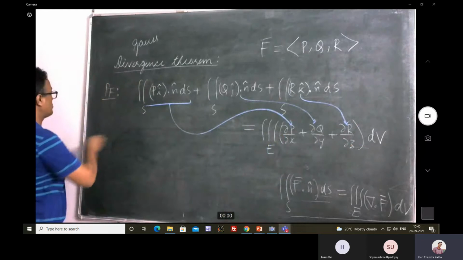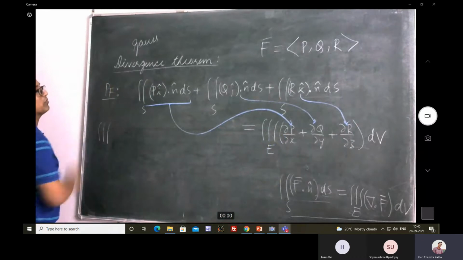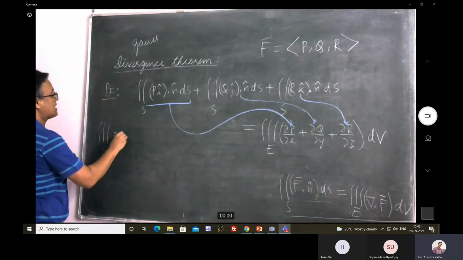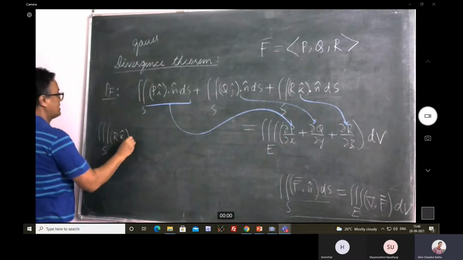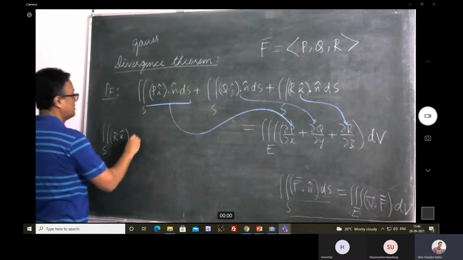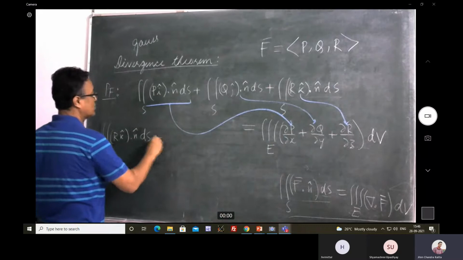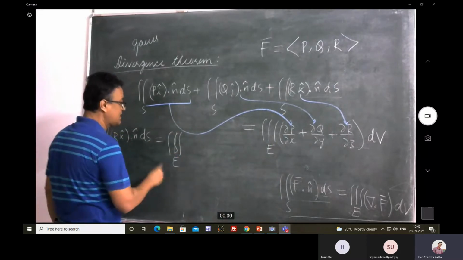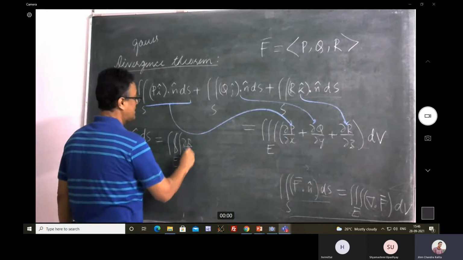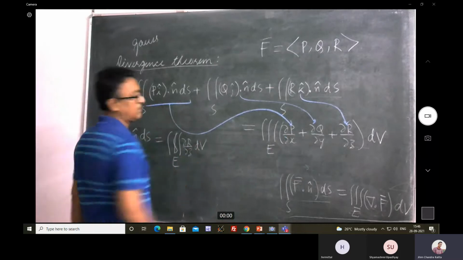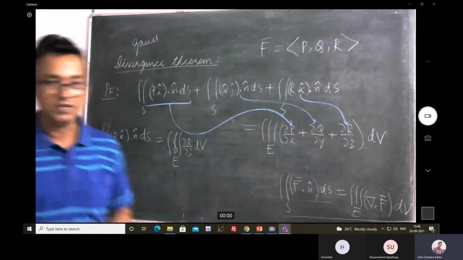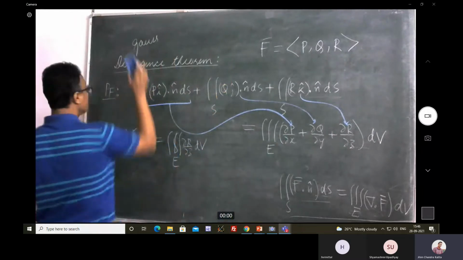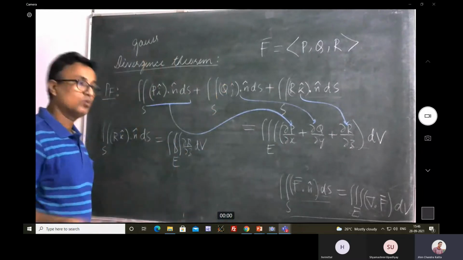So what I'm going to do is prove that the surface integral over S of R k dot n dS is equal to the triple integral over E of del R del z dV. That's what we are going to do. I'm going to prove this. Okay. So now I can come back to that figure.